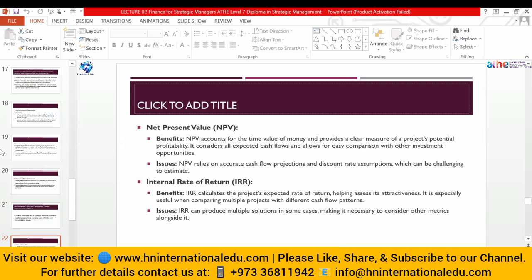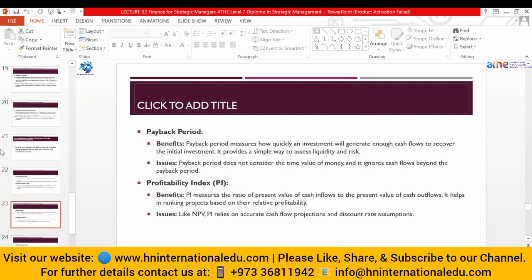Problems: it can produce multiple solutions in some cases because of the reliability and viability of the IRR. There are so many projects going on, and it depends which project is going to give you more return, making it necessary to consider other metrics alongside, because you alone cannot work with IRR in a company. There is NPV, there is present value, and so many other things like formulas.